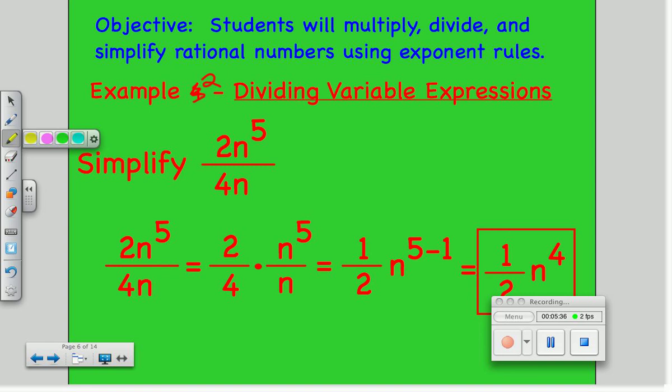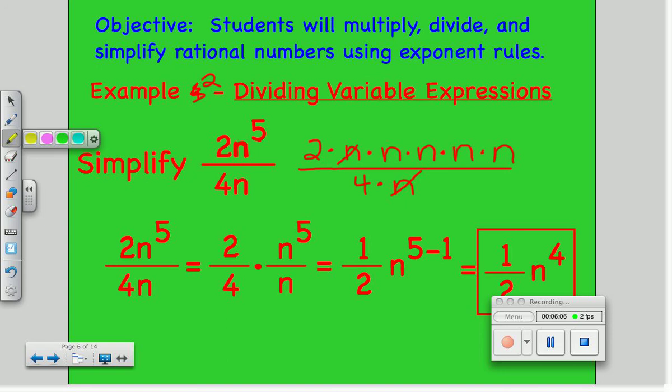Okay, what happens when we have a variable? Same rule applies. The exponent belongs to the variable unless there's parentheses. Okay? So this means 2 times n times n times n times n times n. This means 4 times n. The two n's cancel out.